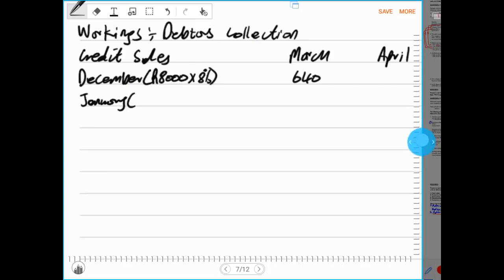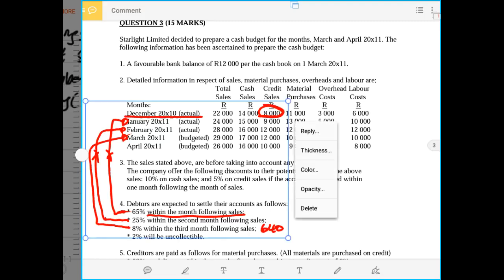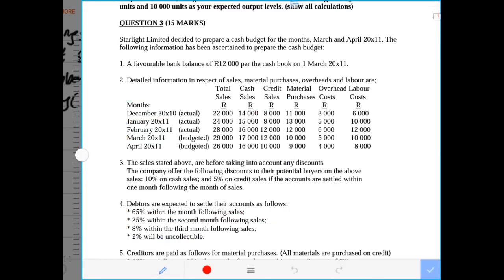The month of January, we check how much was our credit sales. And our credit sales for the month of January amounted to 9,000. These were the sales for the month of January. Now we know that out of those sales, 65% will be collected in the month following sales, which is following January, is February.